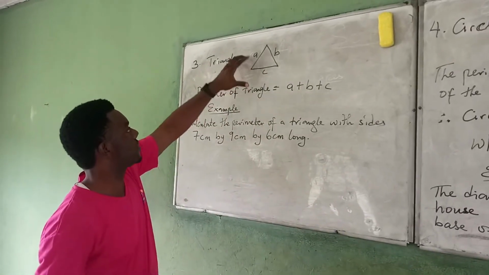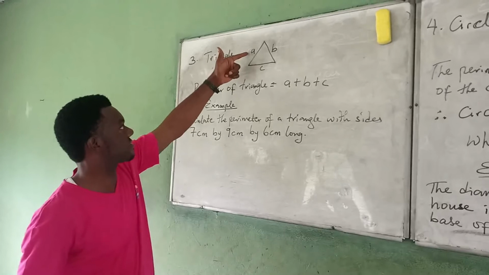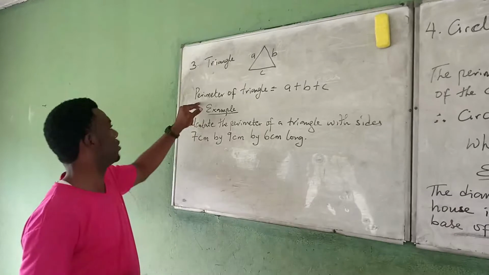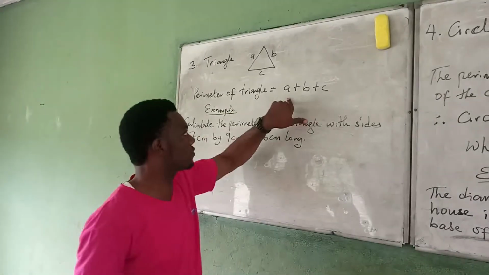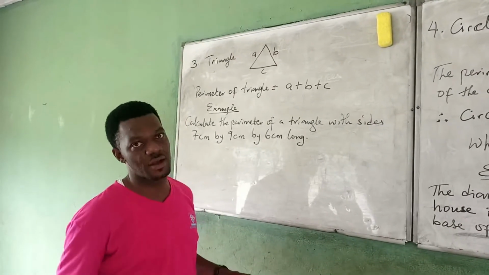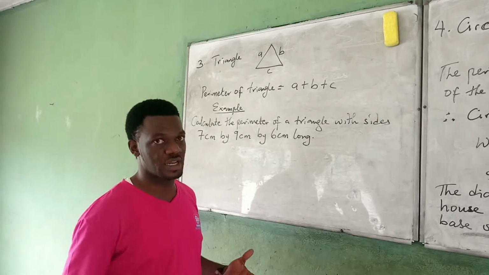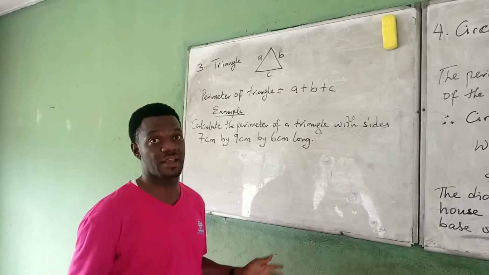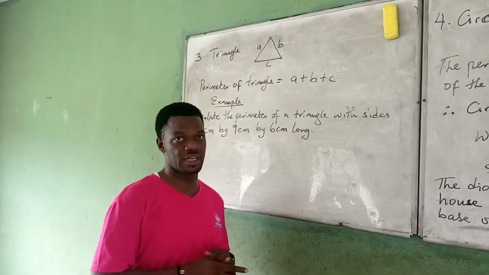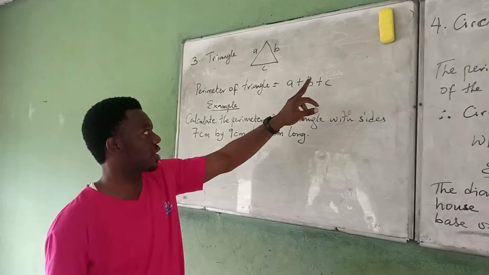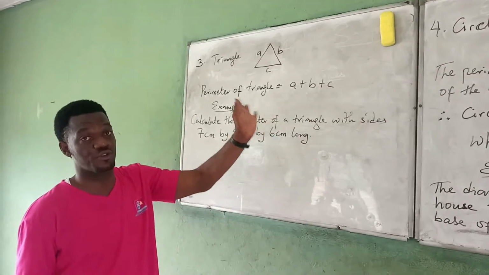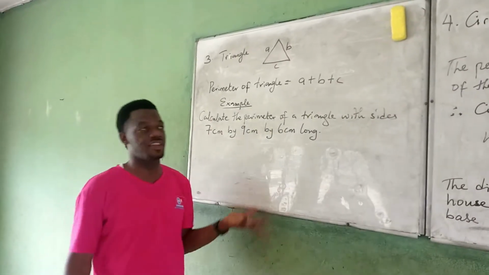Now, we have a triangle. This is a typical triangle with sides A, B, and C. Normally, a triangle has 3 sides. So the perimeter of a triangle is equal to A plus B plus C. So whichever triangle you are considering, once you are talking about the perimeter, just add up the 3 sides. The sum of the 3 sides of the triangle is the perimeter, just the sum. A, B, C represent the 3 sides of the triangle. Once you add up the three sides, you get the perimeter.